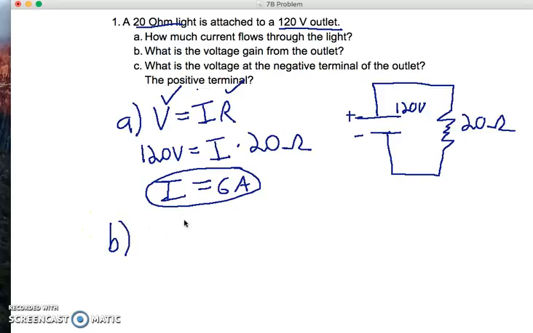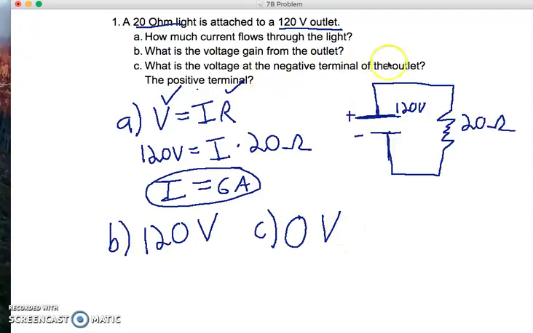B asks what's the voltage gain from the outlet. The voltage gain is what the outlet supplies to the circuit. And if we look here, it says it's 120 volts. So it's going to provide all 120 volts to the circuit. So the voltage gain will be 120 volts. The next part asks what's the voltage at the negative terminal of the outlet. We know what's going to happen by the time it reaches the negative terminal. So we look at the notes: whatever voltage is supplied must be dissipated by the time it hits the other side of the battery. So at the negative terminal, it's going to be 0 volts.